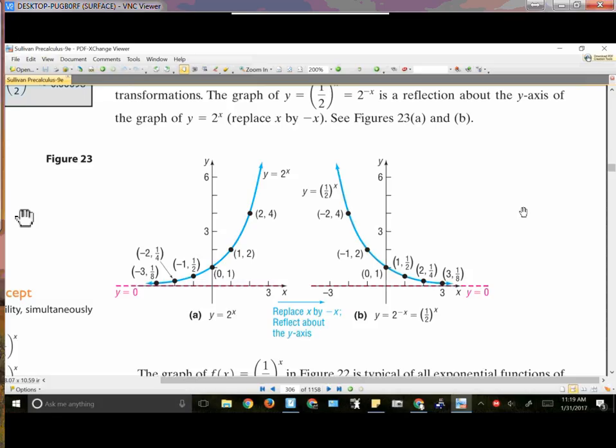What's the reciprocal of 2? Well, that's half. What's the reciprocal of half? Well, that's 2. So this ends up being larger over here. As it keeps getting bigger, it keeps getting smaller and smaller and smaller. The left one we would classify as growth.